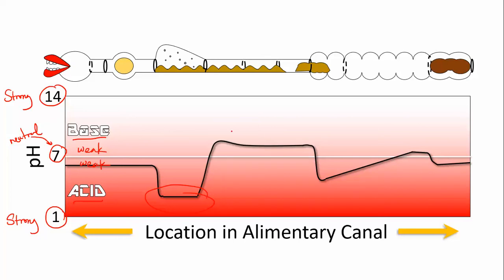It's going to hover pretty close to neutral. You do see a spike as far as the pH goes here, and it becomes slightly basic. And the reason for that is because in the small intestine, you actually add a base called bicarbonate. And the point is you are wanting to neutralize the acid that you had in the previous organ. Alrighty.